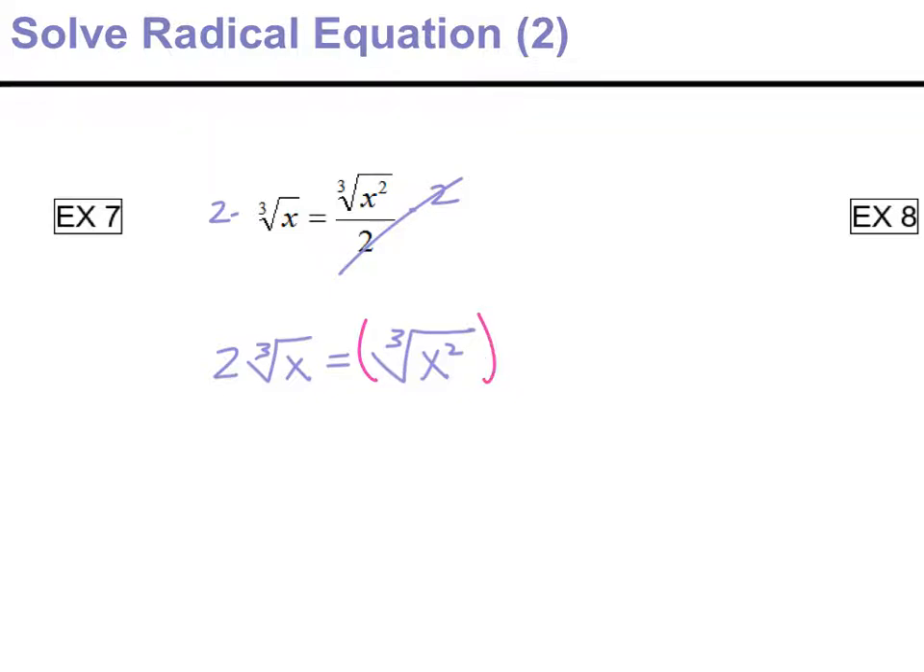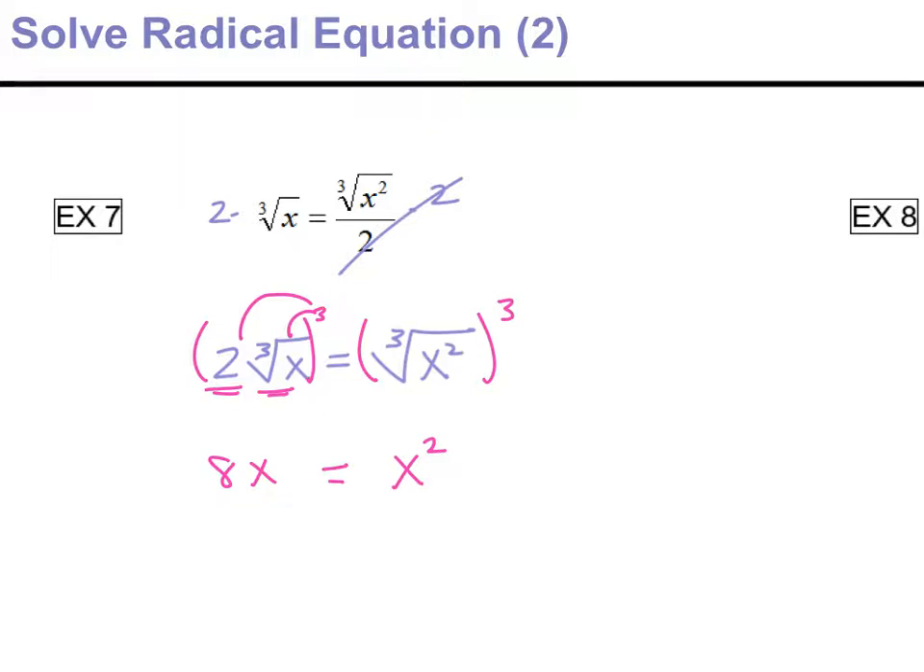We're going to go ahead and cube both sides because it's a cube root. So we're going to cube both sides over here. Now on the right, the cube cancels the cube root, leaving us with just x squared. On the left, we do have 2 things to cube. We have the 2 and we have the cube root of x. So we have to cube the 2, which gives us 8. And then we cube the cube root of x, it just leaves us with x.